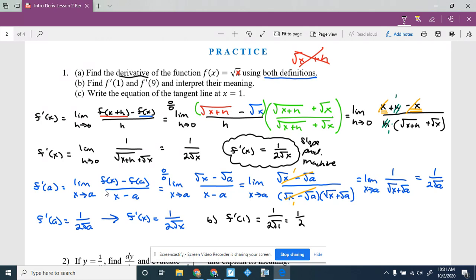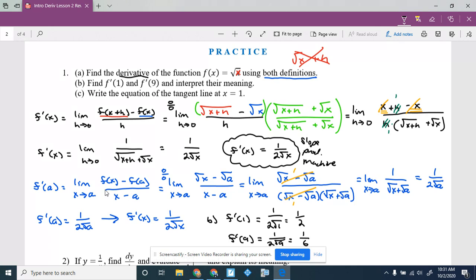If I want f prime of 9, that's just going to be 1 over 2 radical 9. The square root of 9 is 3, so it's going to be 1 over 6. So that's us evaluating the derivative at 1 and 9.